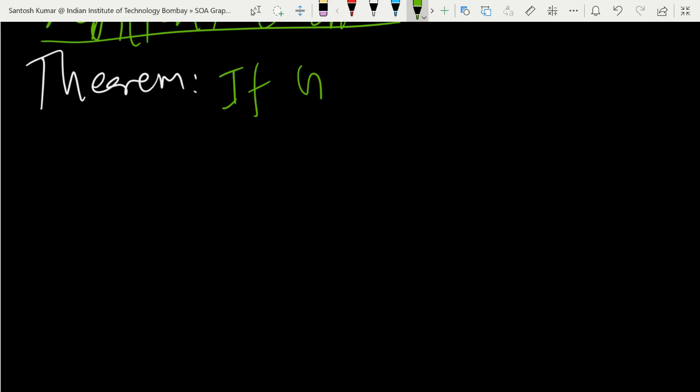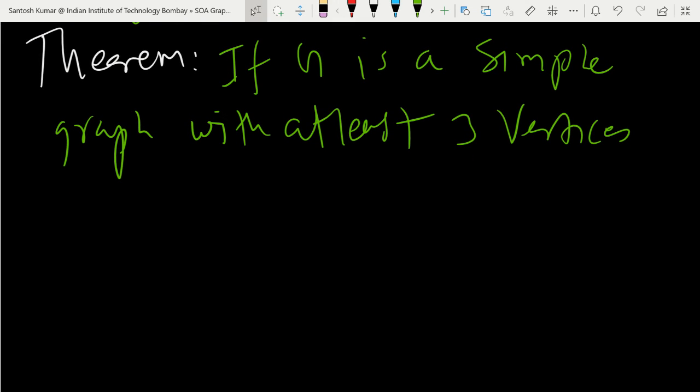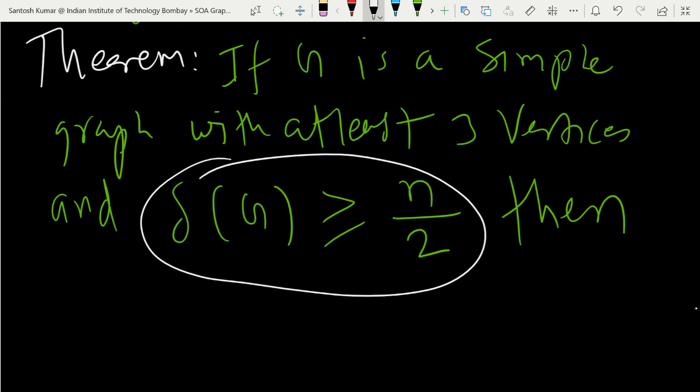if graph G is a simple graph with at least three vertices, and delta of G is more than or equal to n by 2, where n is the number of vertices, then, so I'm writing this condition, if this condition holds, then graph G is a Hamiltonian graph.